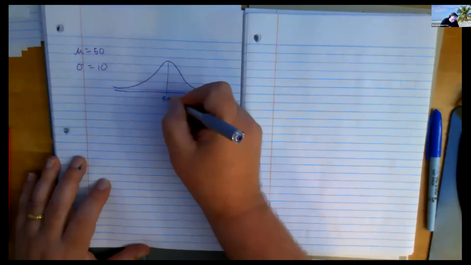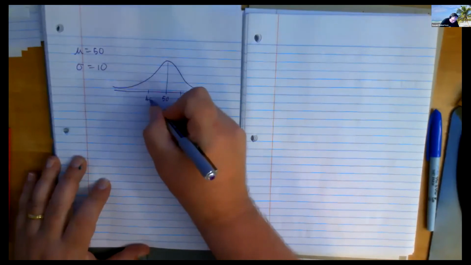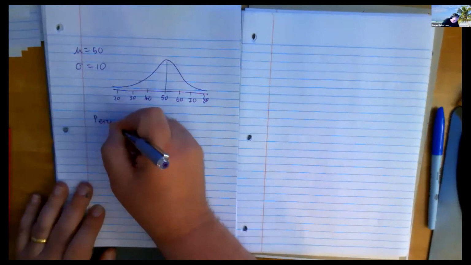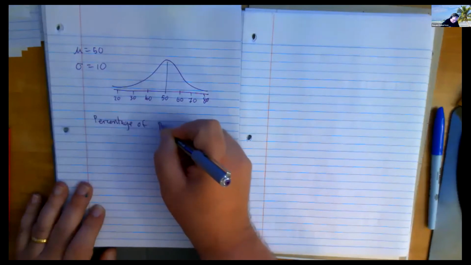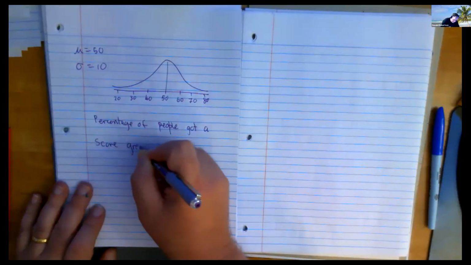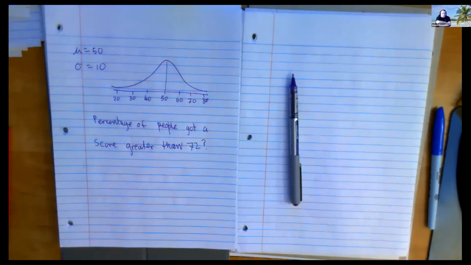So let's have a population, mean 50, standard deviation 10, because I just want to keep my number scheme easy to do. And I'm going to draw one of these pictures, right? Suppose I was interested in what percentage of people got a score greater than 72. That's the new problem.